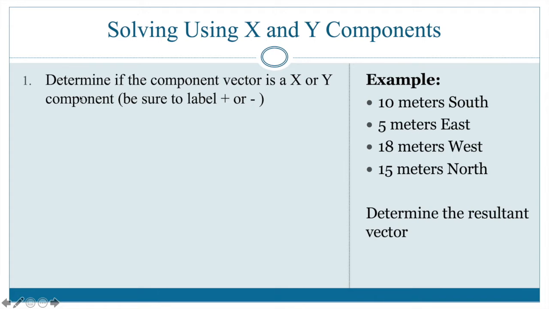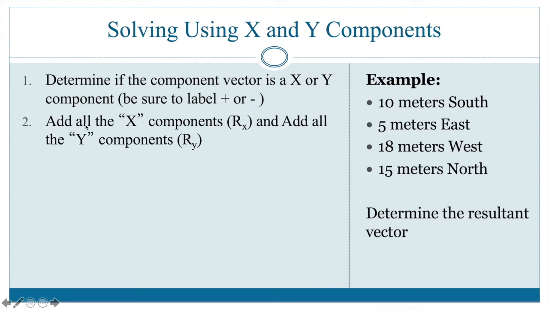All right, so let's go over the basics of how to solve using x and y components. An example problem would be like the one over here on the right, where you're given a bunch of vectors and you need to find the resultant vector. The first step is to determine if the component is an x or a y vector, and to label it positive or negative depending on its direction. Essentially, you're going to sort this list into an x column and a y column and make things positive or negative. Don't worry, we're going to do an example here soon.